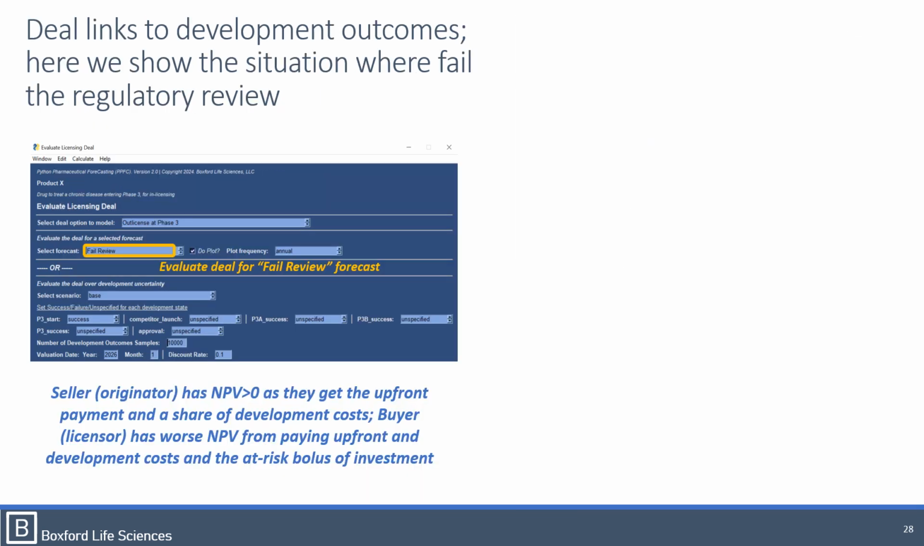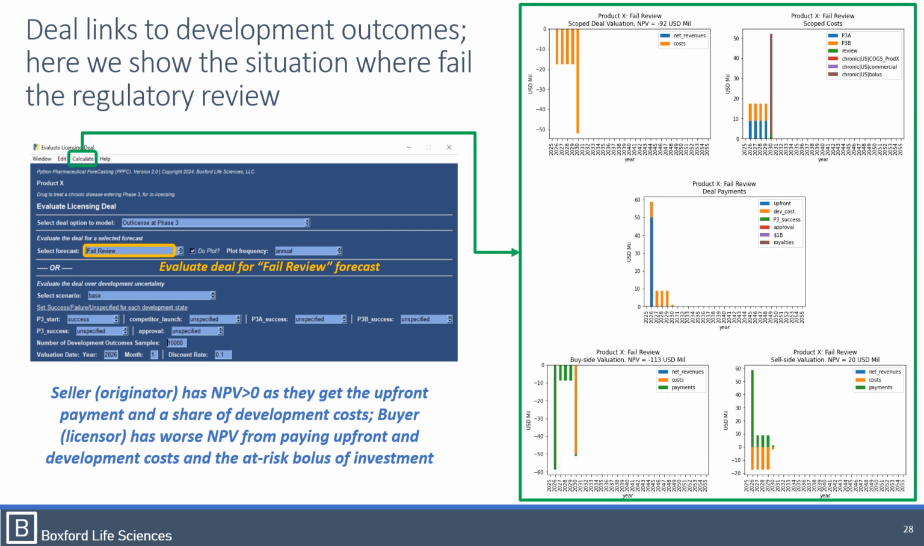These deals are tied to forecasts. Those forecasts are linked to development outcomes. So we can do the same task where we look at different development outcomes and we see how that affects the economics of the deal. Here we go, and we now evaluate the economics of the deal for the fail review forecast, which again assumes success in terms of phase 3, but we fail the regulatory review. And we now calculate the economics.